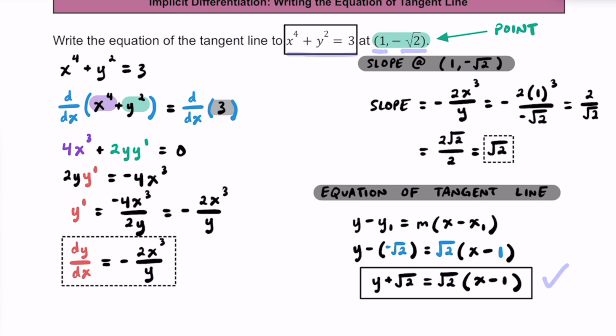So let's go ahead and take a look and see what this would look like on a graph together so you can visualize and put all the pieces together. So what I'm going to do is take this original equation and throw it onto Desmos or any graphing calculator. I'm also going to plot this point of 1 comma negative root 2, and I'm also going to graph this equation of this tangent line as well, so you can see them all together.